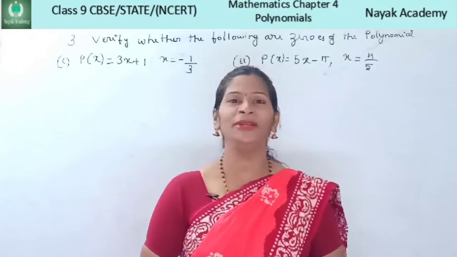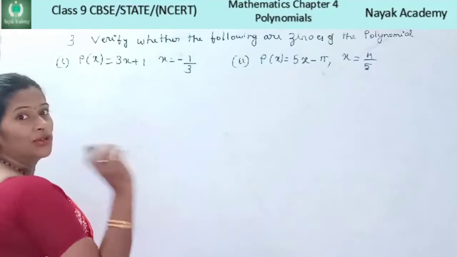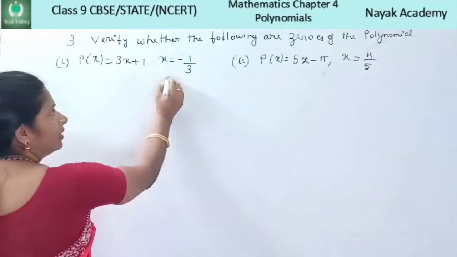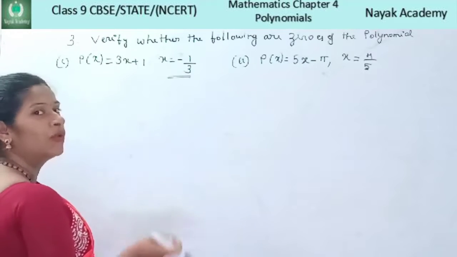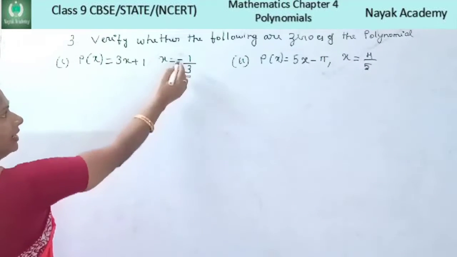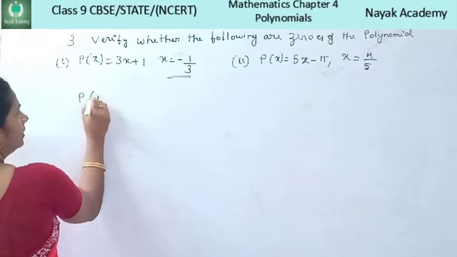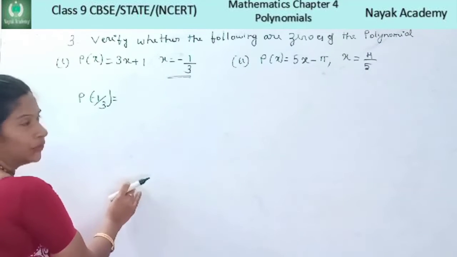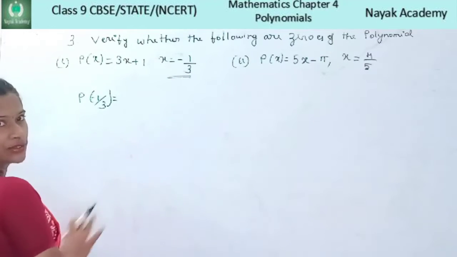Let us discuss the third main problem. Coming to the question, verify whether the following are zeros of the polynomial. P of x is equal to 3x plus 1. Now we have to check whether x is equal to minus 1 by 3 is a zero of the polynomial or not. What do we need to do, children? In place of x, we have to substitute the value of x as minus 1 by 3. So if you get the value as 0, then you can come to the conclusion that x is equal to minus 1 by 3 is a zero of the polynomial.